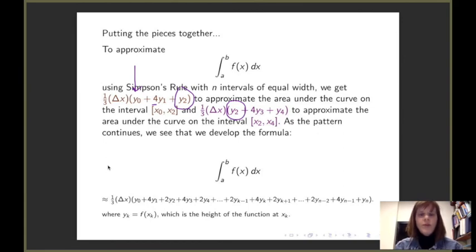So that we develop the formula for Simpson's rule that the definite integral from a to b of f of x dx is approximated by 1/3 delta x times y sub 0 plus 4 y sub 1 plus 2 y sub 2, where we see that the coefficients 4 and 2 alternate until we get to 2 times y sub n minus 2 plus 4 y sub n minus 1 plus y sub n. Again, where each y sub k is the function f evaluated at x sub k, giving us the height of the function at x sub k.